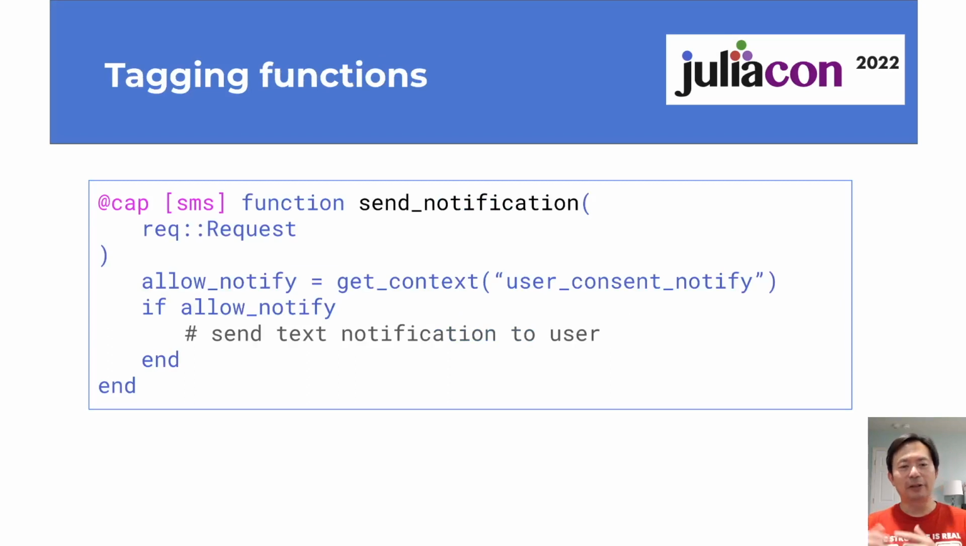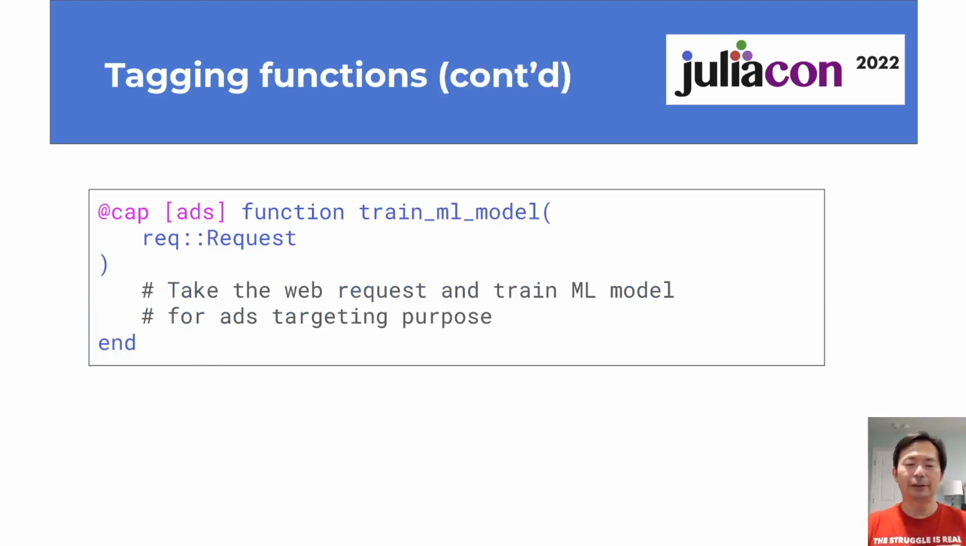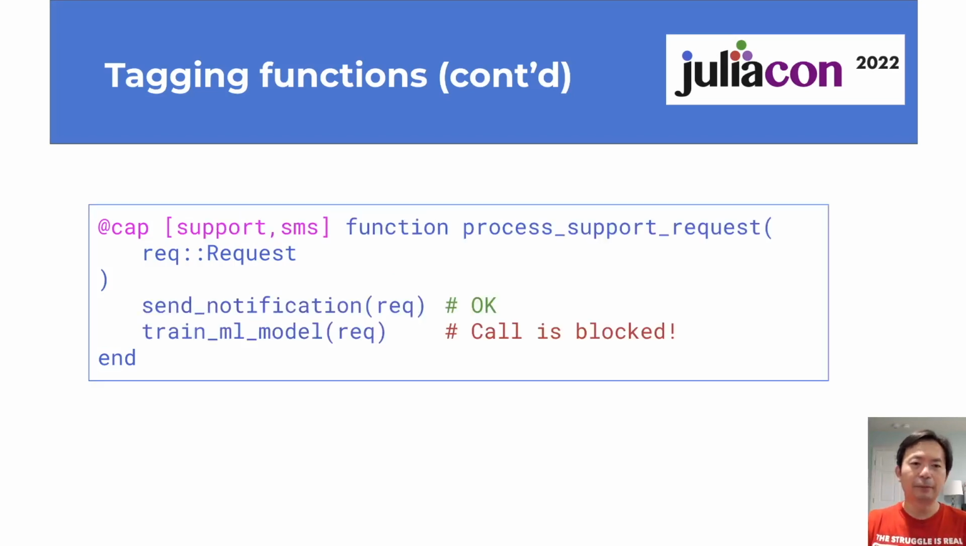Tagging functions with capabilities is actually quite simple. You can say, okay, hey, I want the SMS capability assigned to the send notification function. And for the train ML model function, I give it an ads capability. Then the process support request itself is tagged with support and SMS capability. So we can call the send notification function, but it won't be able to call the train ML model function, right? So the concept is actually quite simple.